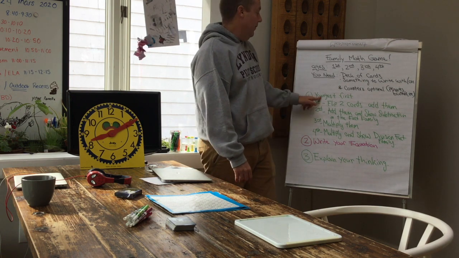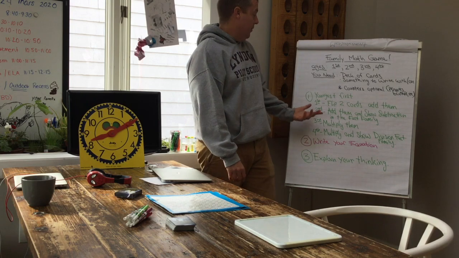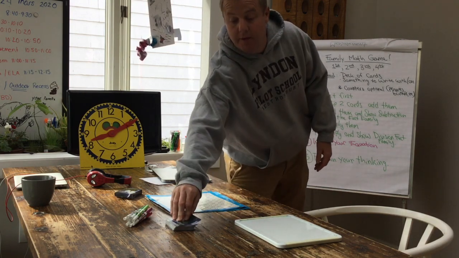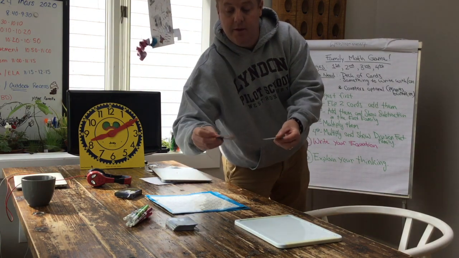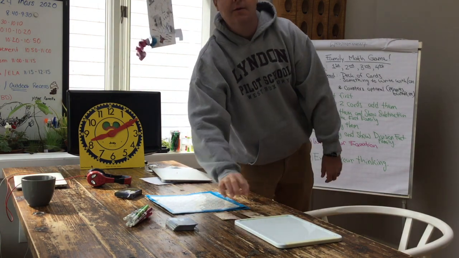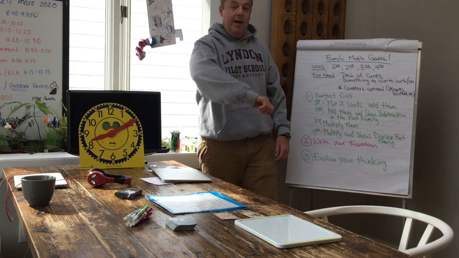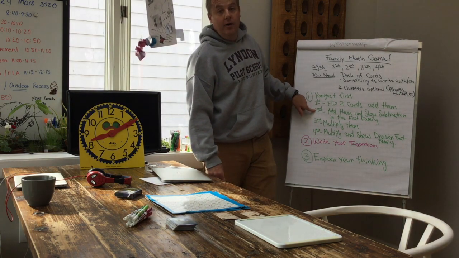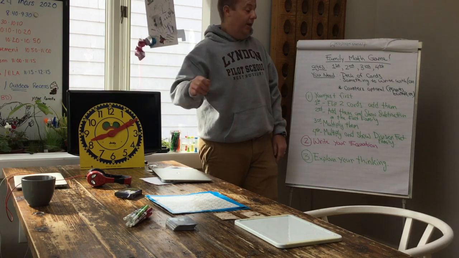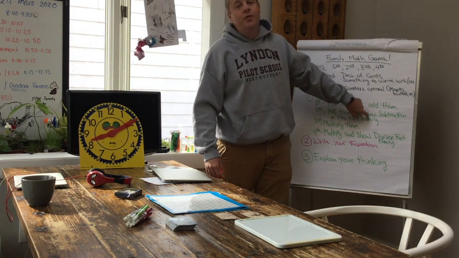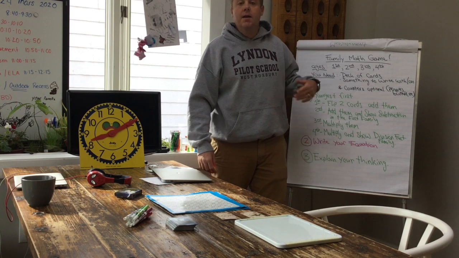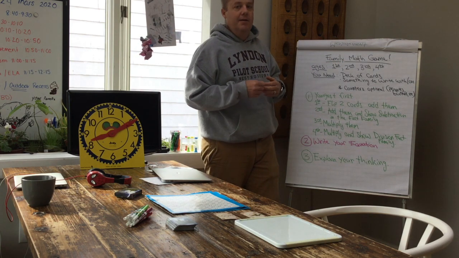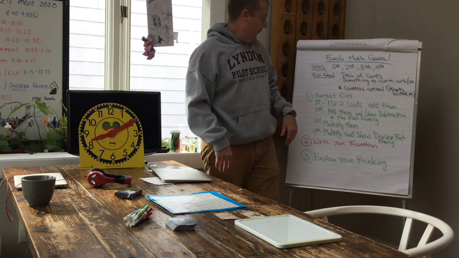Here's the rules of the game. Youngest goes first. The youngest person is going to flip 2 cards and add them. So for example, if I pulled a 7 and a 2, I would say 7 plus 2 equals 9. I would write on my whiteboard, 7 plus 2 equals 9. If you're a 2nd grader, you would write 7 plus 2 equals 9, and then show the subtraction fact families that go with it. 9 minus 2 equals 7. 9 minus 7 equals 2.